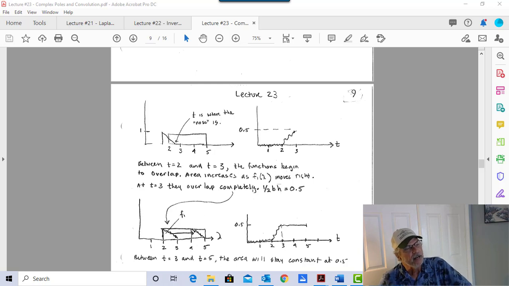And now between 3 and 5, see my triangle moving over? I know that it's going to remain at 1/2. And I don't need an integral to tell me that.